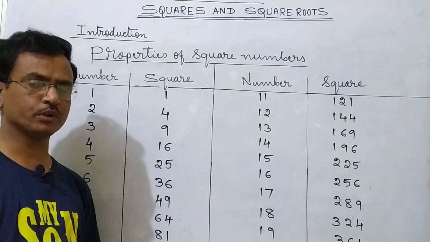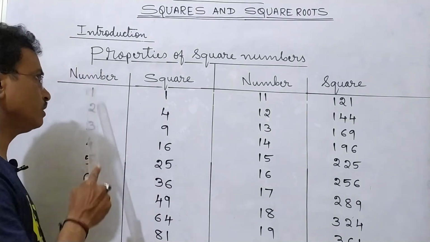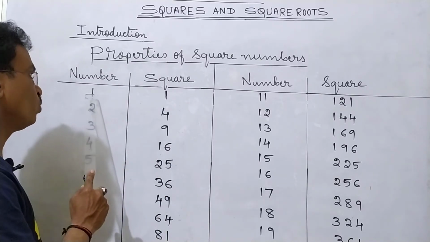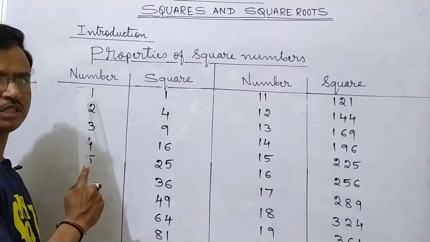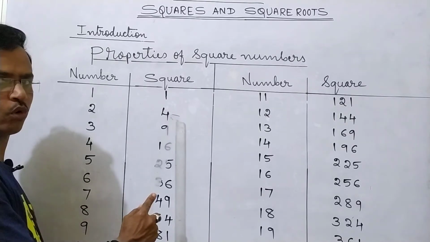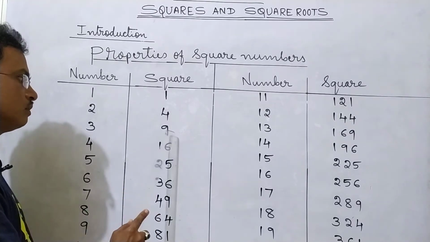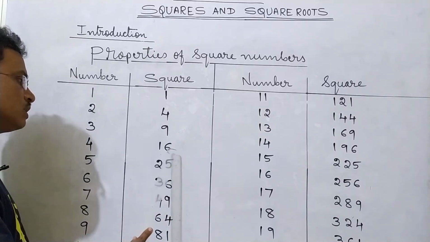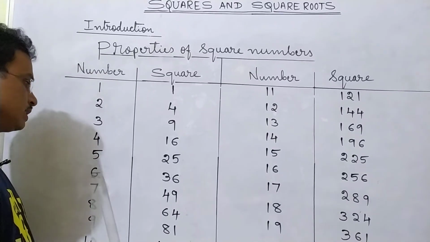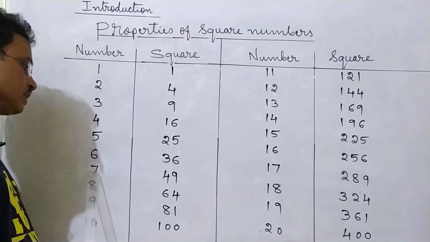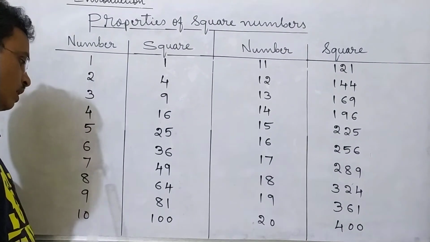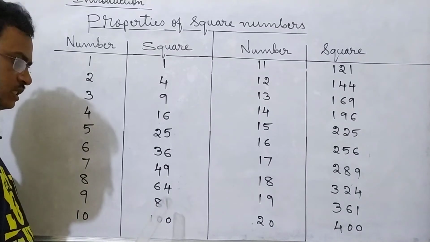Properties of square numbers. In the first column numbers, in the second column squares. So here 1, here 1. That means 1 one is 1. 2 twos are 4. 3 threes are 9. 4 fours are 16. 5 fives are 25. 6 sixes are 36. 7 sevens are 49. 8 eights are 64. 9 nines are 81. 10 tens are 100.